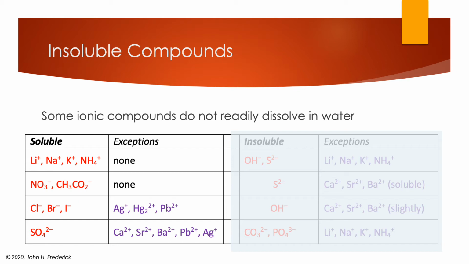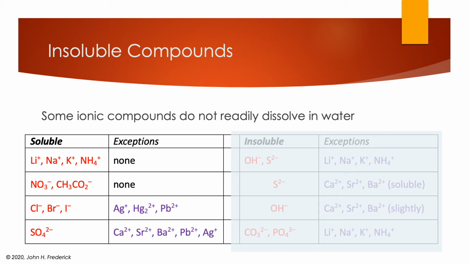The first two rows, in fact, are completely soluble. Any ionic compound that has lithium, sodium, potassium, or ammonium as its positive ion pretty much is soluble. Any ionic compound that has nitrate or acetate as its negative ion, they are pretty much soluble, with no exceptions.